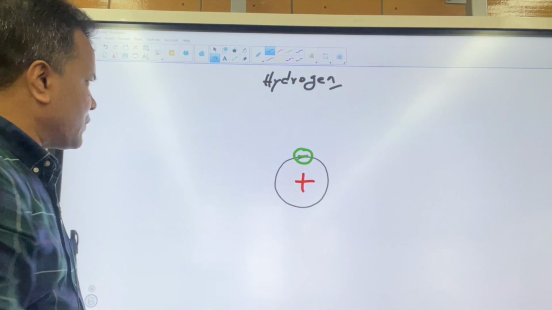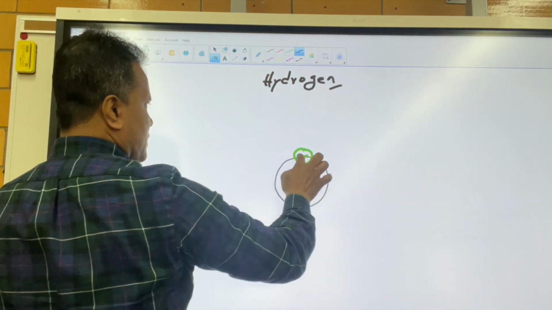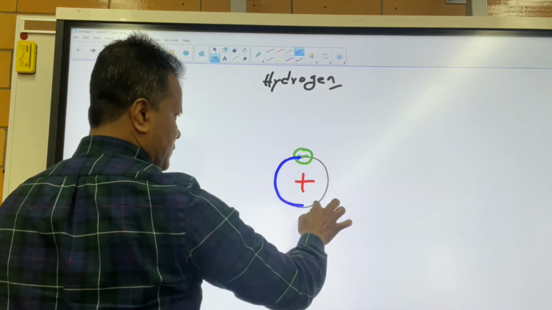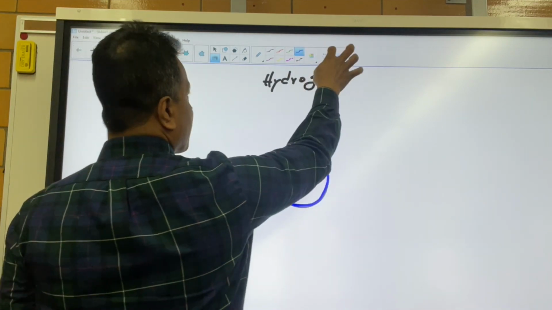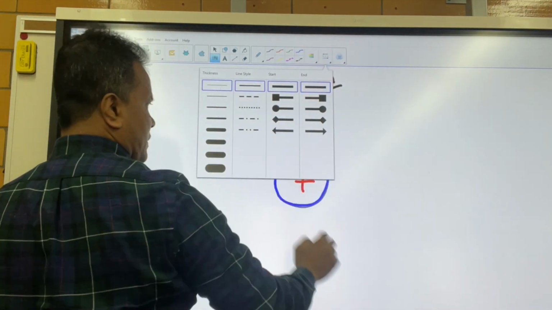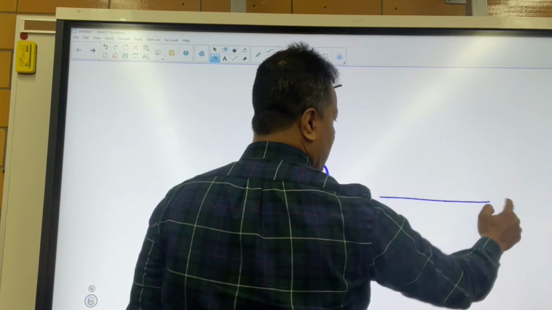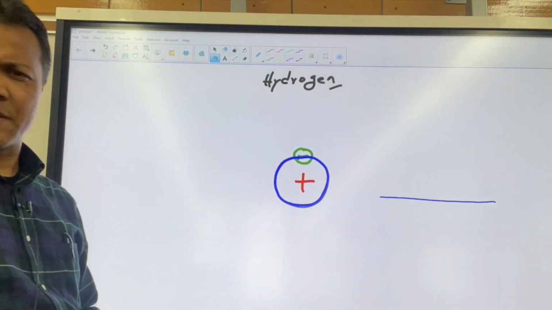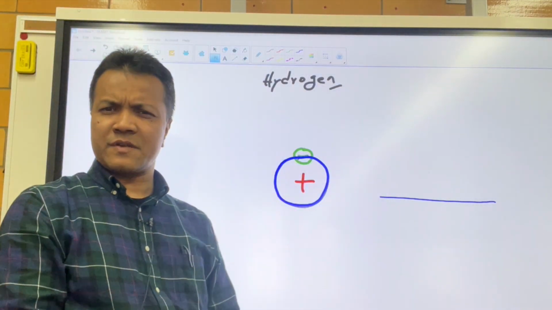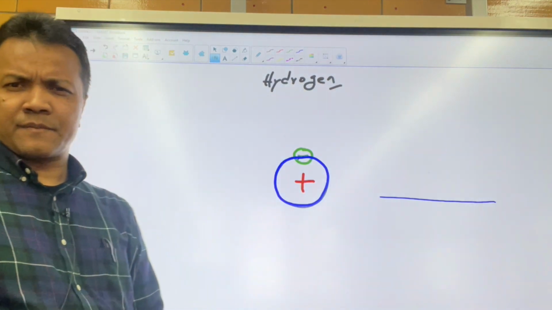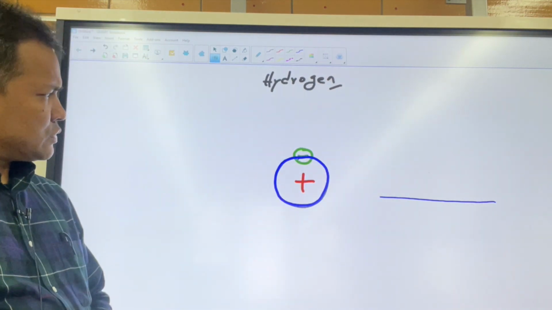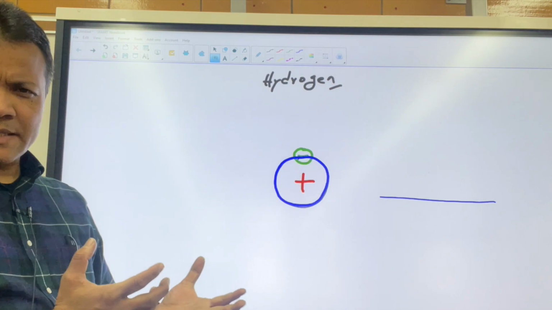We're going to draw this blue circle. We're going to make it flat. Well, flat and circle is the same thing. You cut the circle with a scissor and you get a flat line. Okay. And we're going to call it N1.